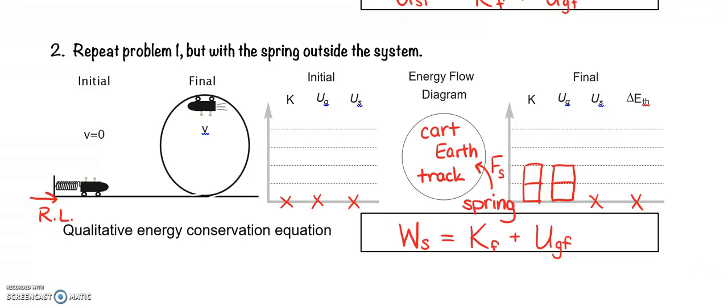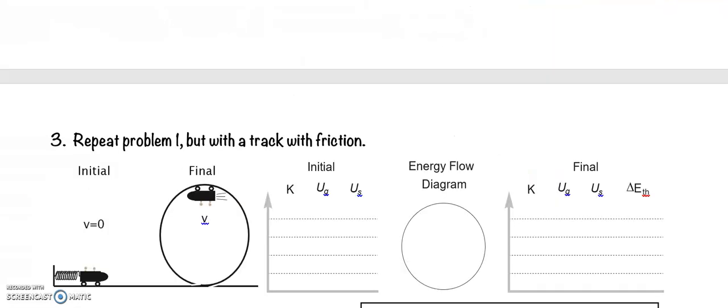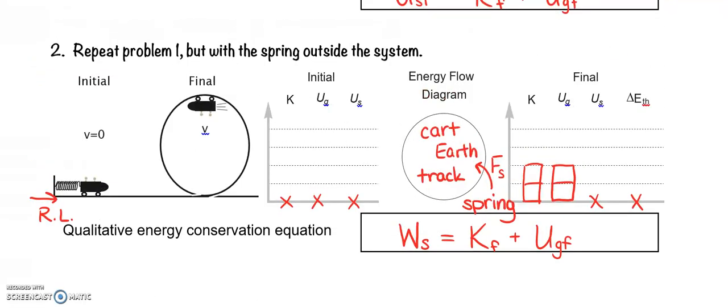Look at another scenario. Going back to this, one other comment. Notice how the number of blocks that are in my initial graph do not match the number of blocks in my final graph? That will always be the case if there is an external force doing work on your system. If there is no external force doing work on your system, the total number of blocks must be the same.